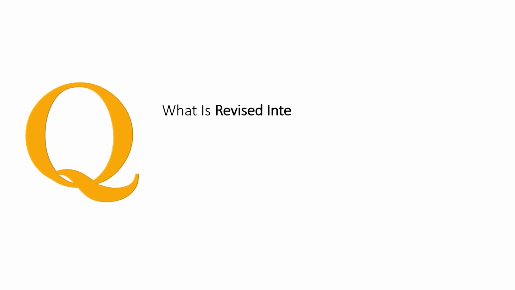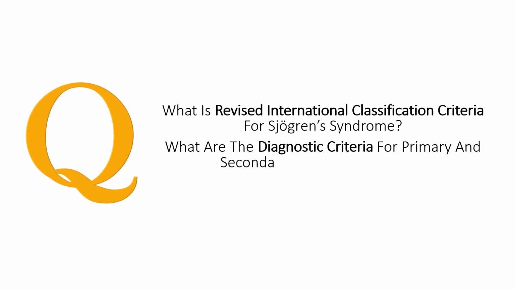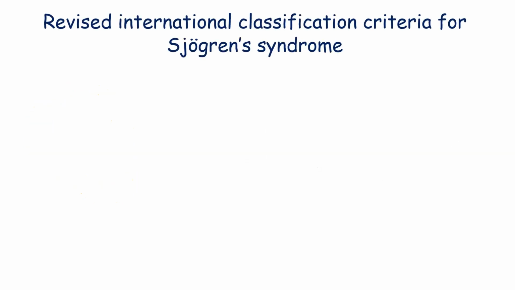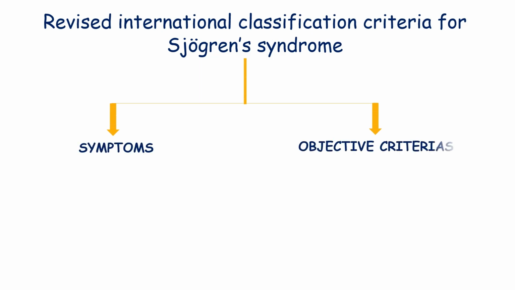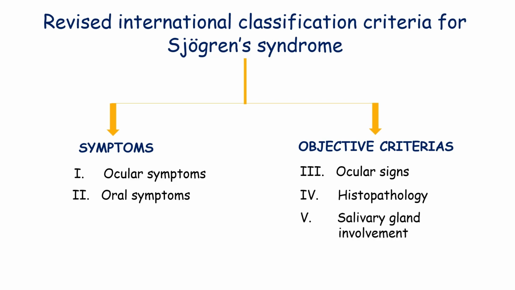Let us today find our answers to the revised international classification criteria, diagnostic criteria, and exclusion criteria of Sjogren syndrome. Revised international classification criteria for Sjogren syndrome is a set of 6 criteria which, for better understanding and remembrance, are being split into two categories of symptoms and objective criteria. These criteria are as follows: the ocular symptoms, oral symptoms, ocular signs, histopathology, salivary gland involvement, and autoantibodies or serology.